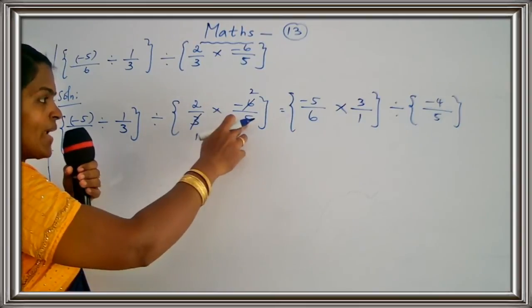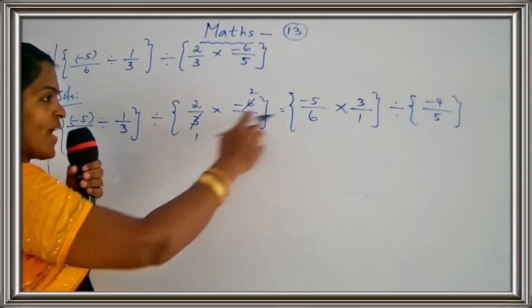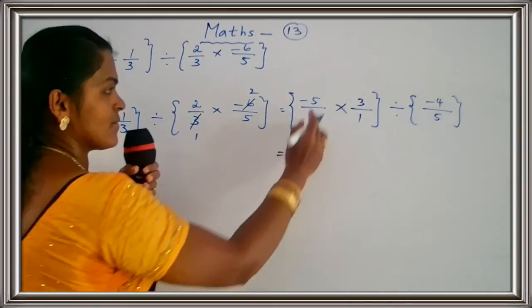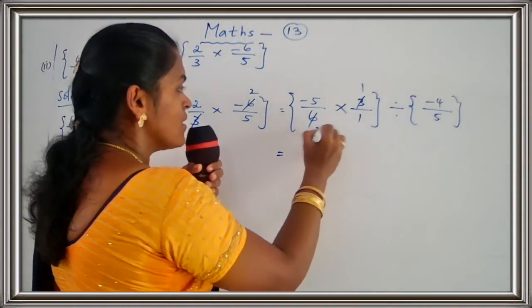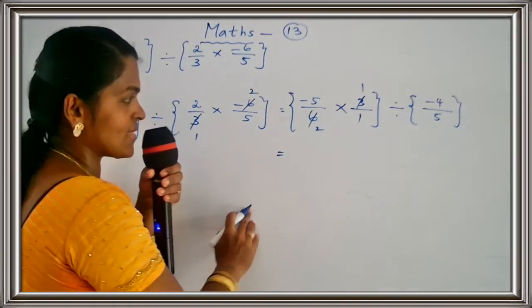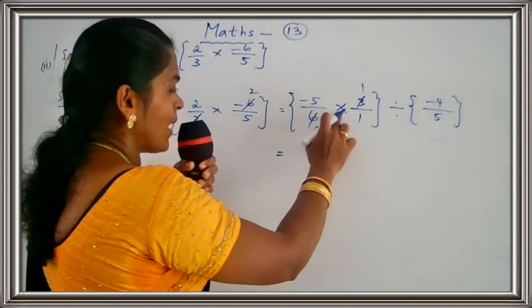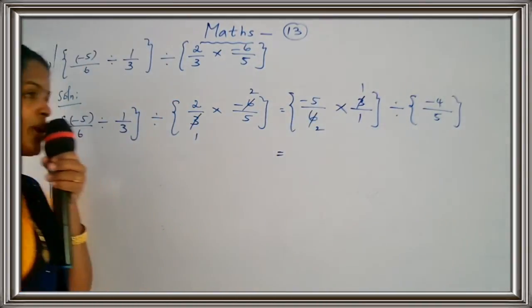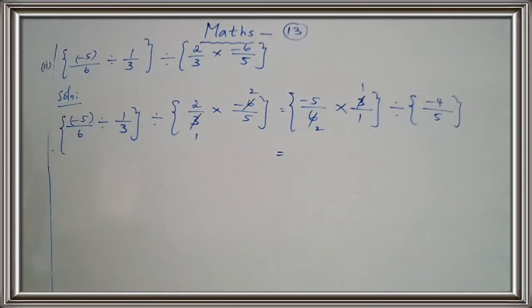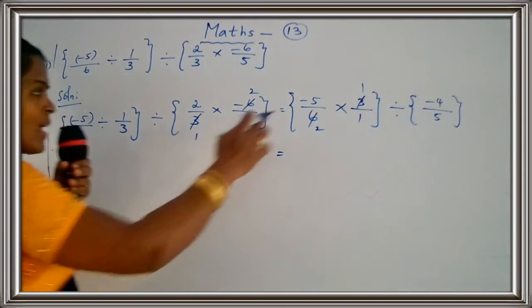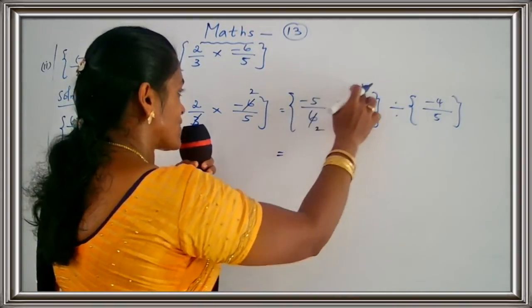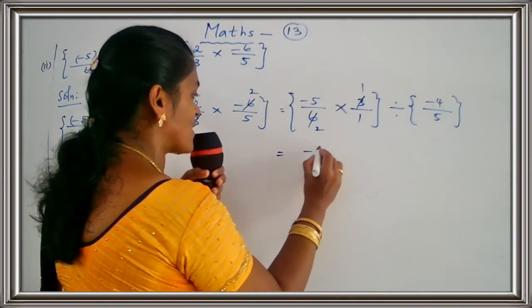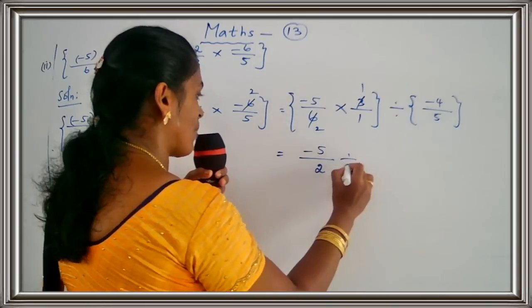Okay. So minus 5 upon 2 divided by minus 4 upon 5. Now next step, you change the sign. Yes children? So multiply the dividend by the reciprocal of the divisor. Okay. So minus 4 upon 5. What is the reciprocal? Minus 5 upon 4. Clear? The reciprocal of minus 4 upon 5 is equal to minus 5 upon 4.